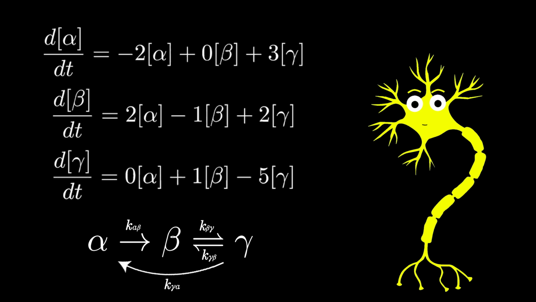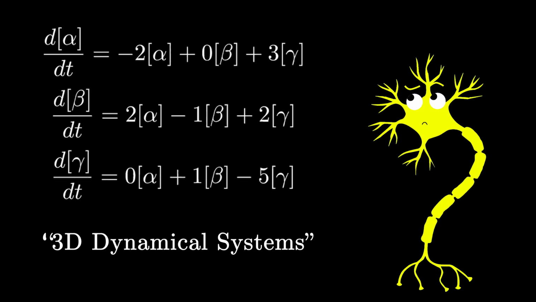For instance, if we have more alpha, that increases the rate of formation of beta. So even though we really only care about transcription factor beta, we still need to keep in mind all 3 of these equations. This is what a lot of scientists and mathematicians call 3-dimensional dynamical systems, and they're incredibly difficult to solve. So what now?